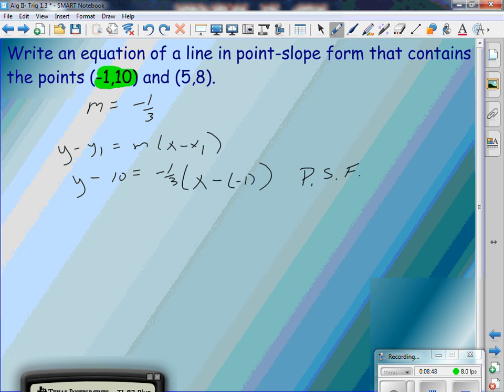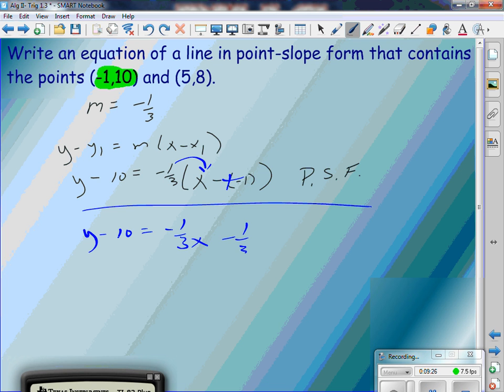If the problem asks for point-slope form, you are done. You don't have to do any more work, as long as you have a point and a slope. But just to show you they are the same, I'm going to solve this. First thing I'm going to do is distribute. y minus 10 equals negative 1/3 x. Negative negative makes a positive. Negative 1/3 times positive 1 is negative 1/3.